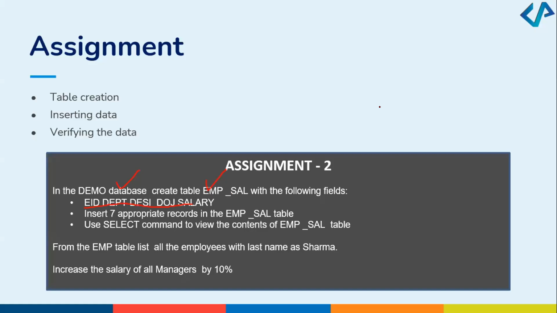Great. Now, the next thing is what I wanted to do. I wanted to increase the salary of all the managers by 10%. How can I do this? Think. You have 5 minutes of time. Think and give me the right query. Increase the salary of all managers by 10%. Good. Update EMP salary, set salary is equal to.